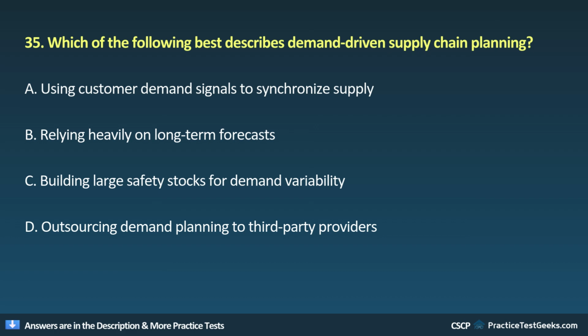A. Using customer demand signals to synchronize supply. B. Relying heavily on long-term forecasts. C. Building large safety stocks for demand variability. D. Outsourcing demand planning to third-party providers.